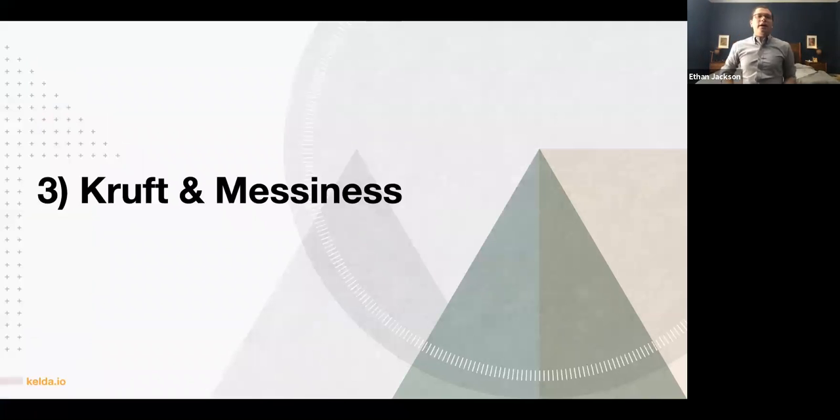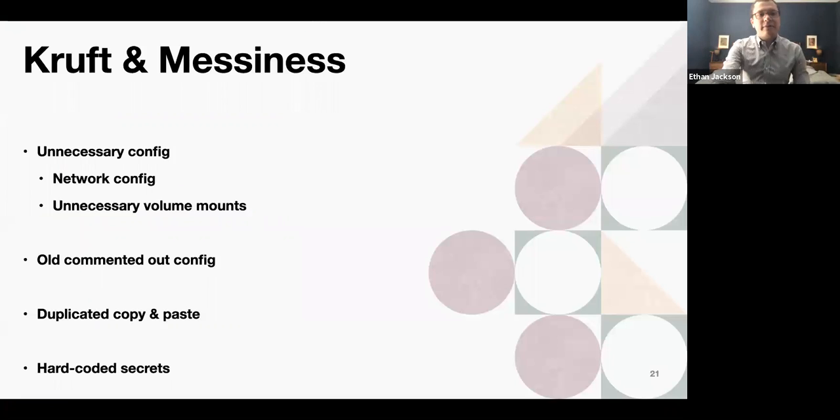All right. So this one, cruft and messiness. The basic idea is that if you look at a lot of these things, they're usually just a mess. A lot of unnecessary configuration, network config, unnecessary volume mounts. People's Docker Compose files in general just look like they've been copy and pasted from something that was copy and pasted from something that was copy and pasted.